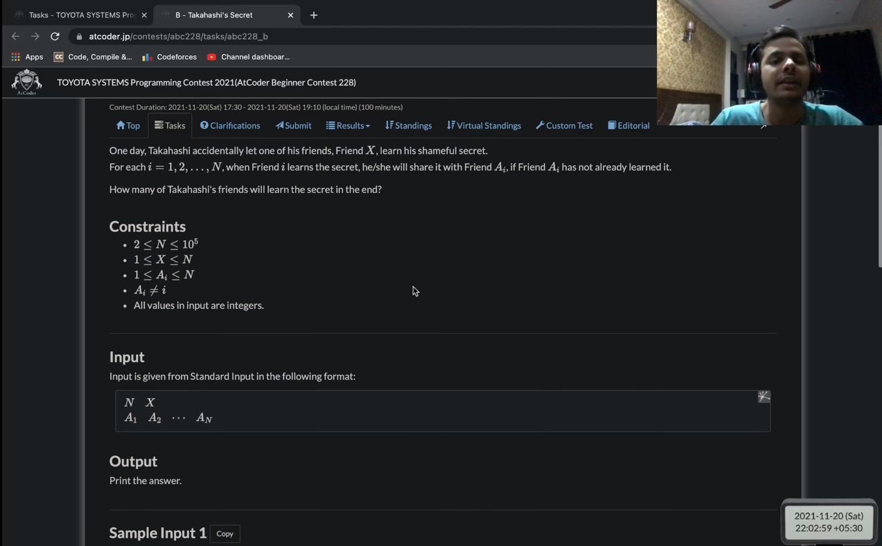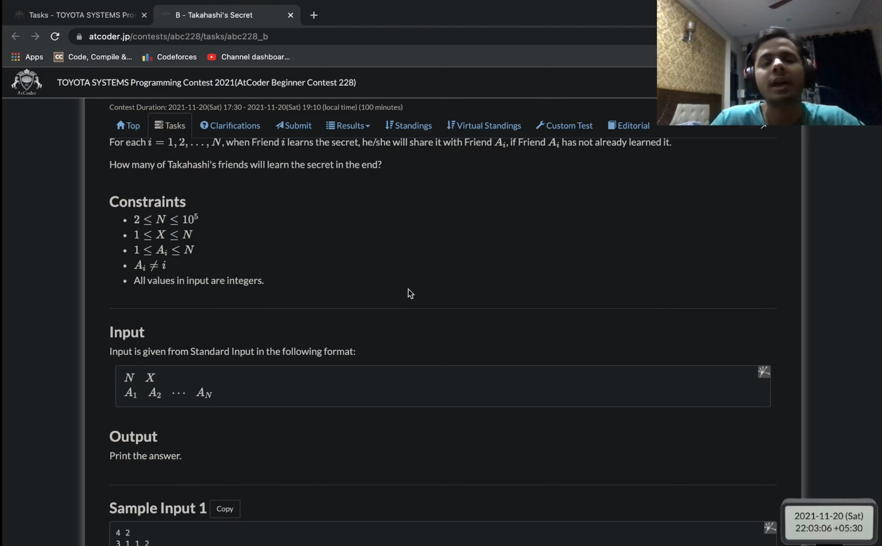So at the end of the day, I will just count the number of visited nodes if I start a DFS from the friend X. And when the DFS is over, the count of the number of nodes which have been visited will be my answer.